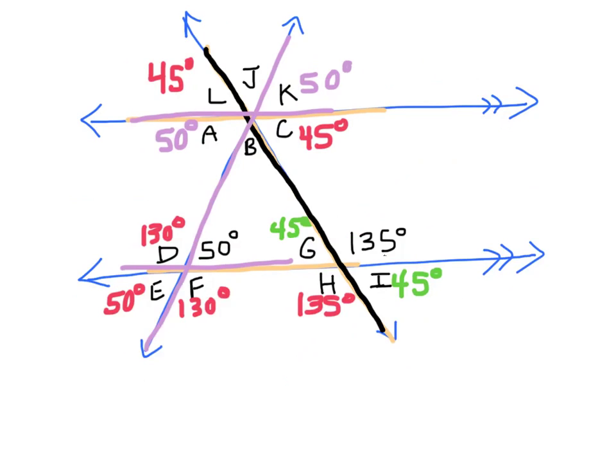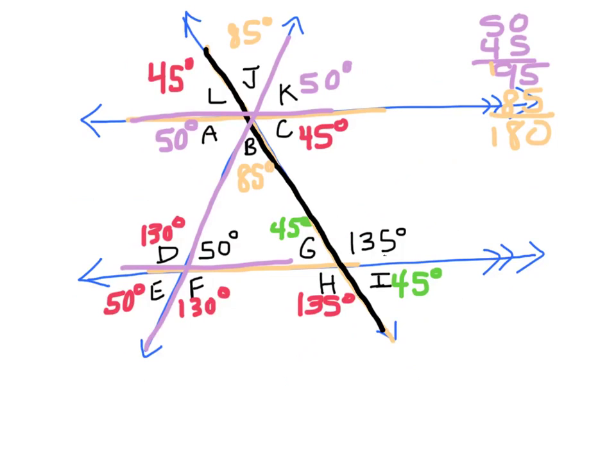Now, here's what I'm going to do to find J and B. There's a couple ways to do this, but I'm going to think, what if I put all three of these together, L, J, and K? They make a straight line. They make 180. So let's see what we have so far. We have 50 and 45. That's 95. How much more to get to 180? I need another 85 degrees because that would give me 180. So angle J is 85 degrees, and now angle B is vertical to that, so that's also 85 degrees.